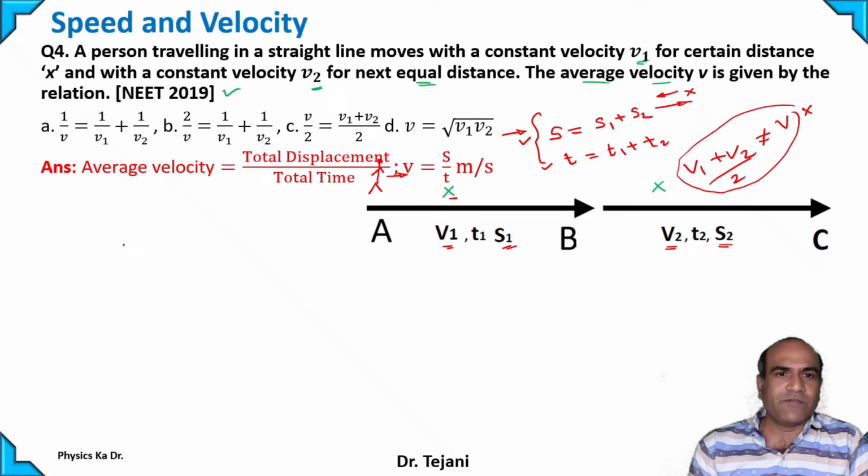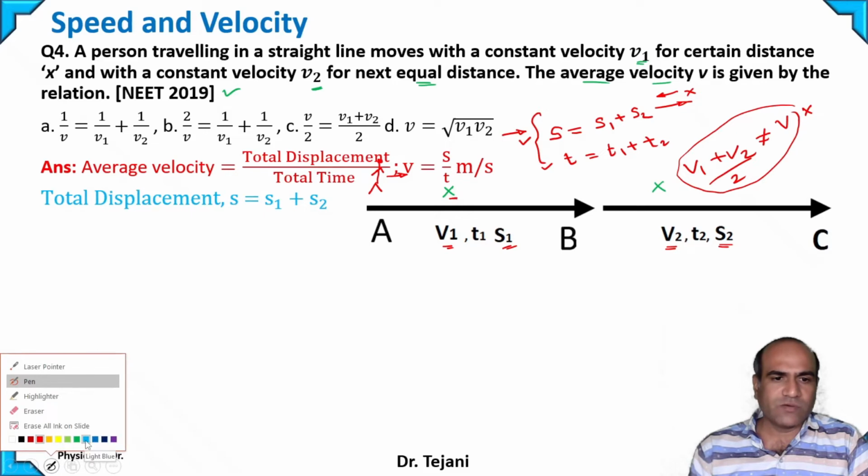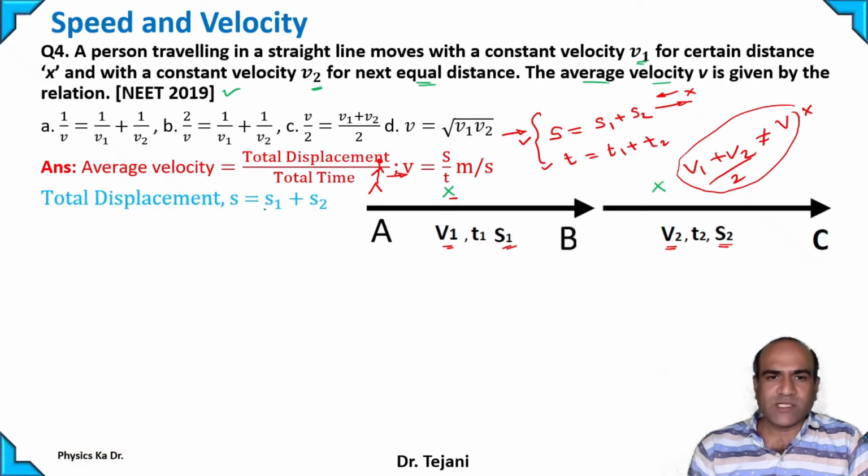So we know that average velocity is equal to total displacement divided by total time, so V is equal to S by T. That we know very well. And the total displacement S is equal to S1 plus S2. That also we know. What is S1? x. What is S2? x. Can we say S is equal to x plus x? So it becomes 2x. So we now have the total displacement.